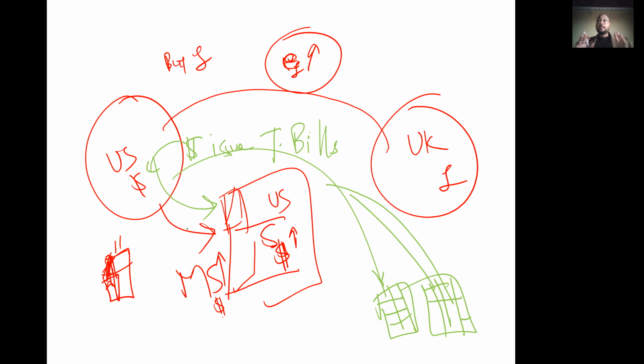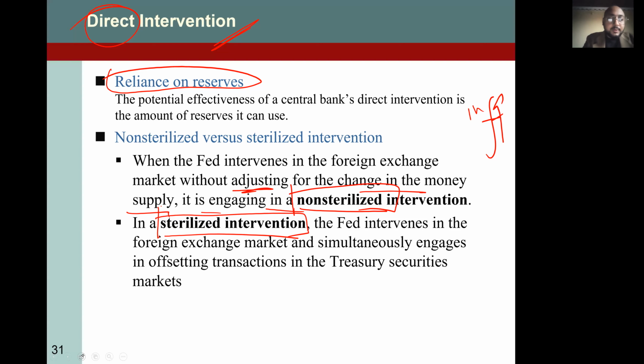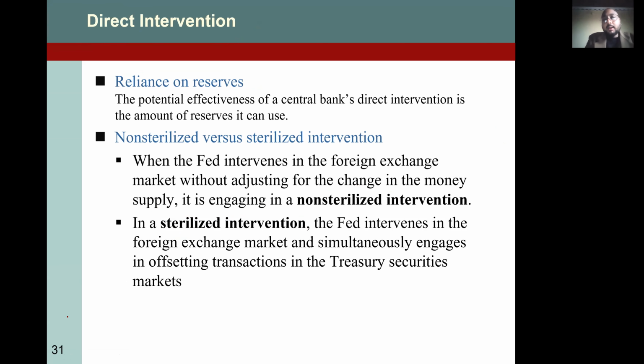So on one hand, they are flooding the market with dollars. On the other hand, they are receiving the dollars and issuing some kind of certificate to the banks, T-bills, saying keep your dollars with us, we will pay you interest. This is called sterilized intervention, in which money supply remains stable. All right, here we go. So let's discuss here. In sterilized intervention, the Fed intervenes in the foreign exchange market and simultaneously engages in an offsetting transaction in the treasury securities market.